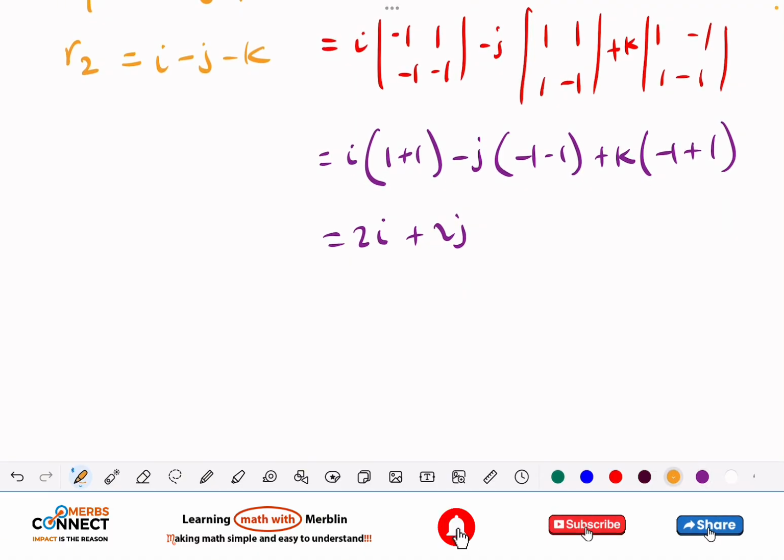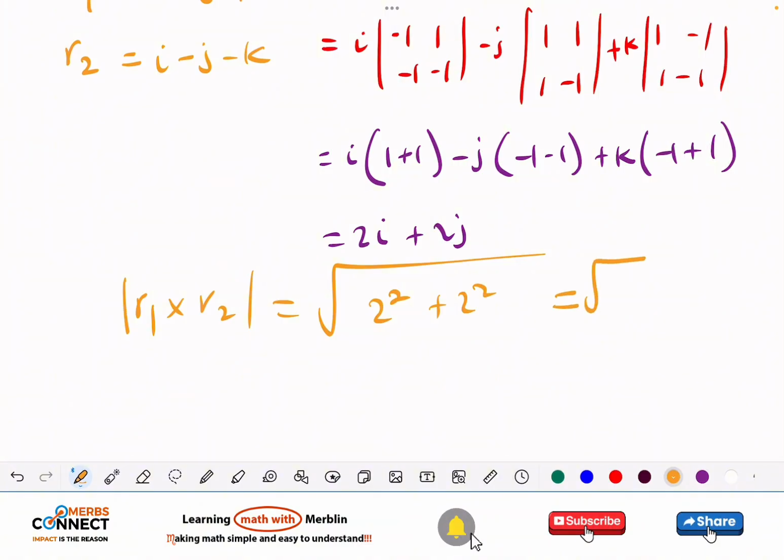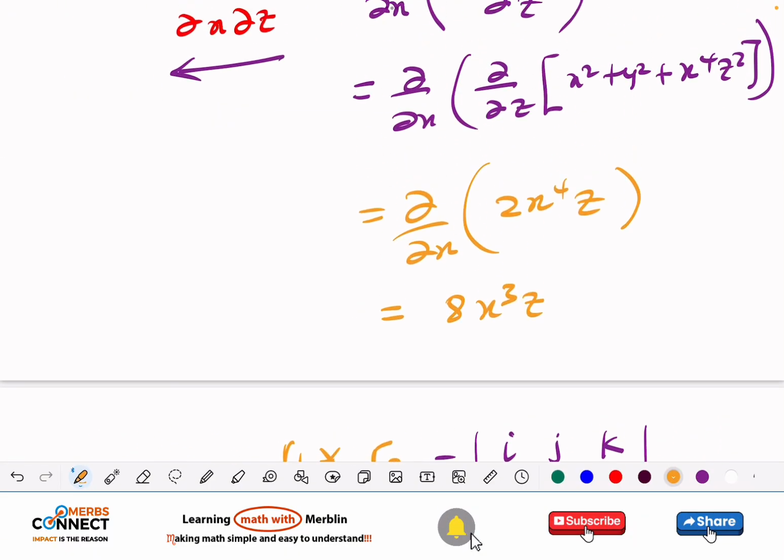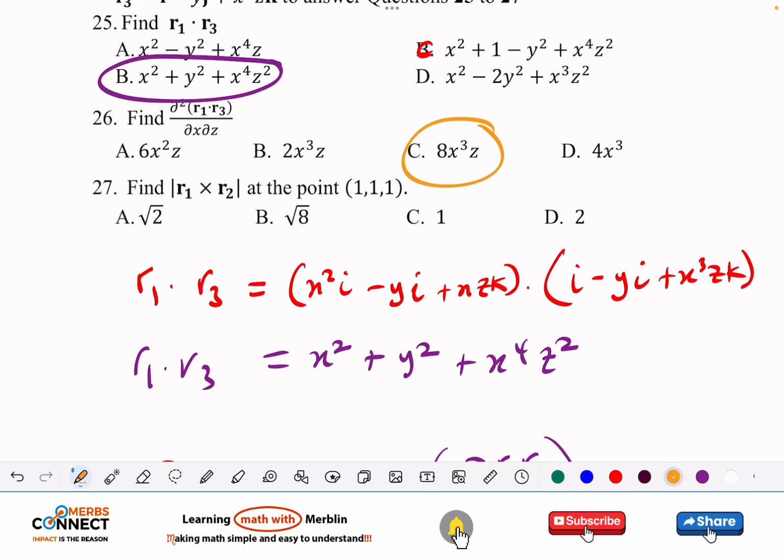Now we need the magnitude. So the magnitude of R1 cross R2 is going to be the square root of 2 squared plus 2 squared, that is 4 plus 4, and this is going to give us square root of 8. Square root of 8 is the same as 2 root 2. So let's check which one is there, 2 root 2 or square root of 8. Okay, we have square root of 8.